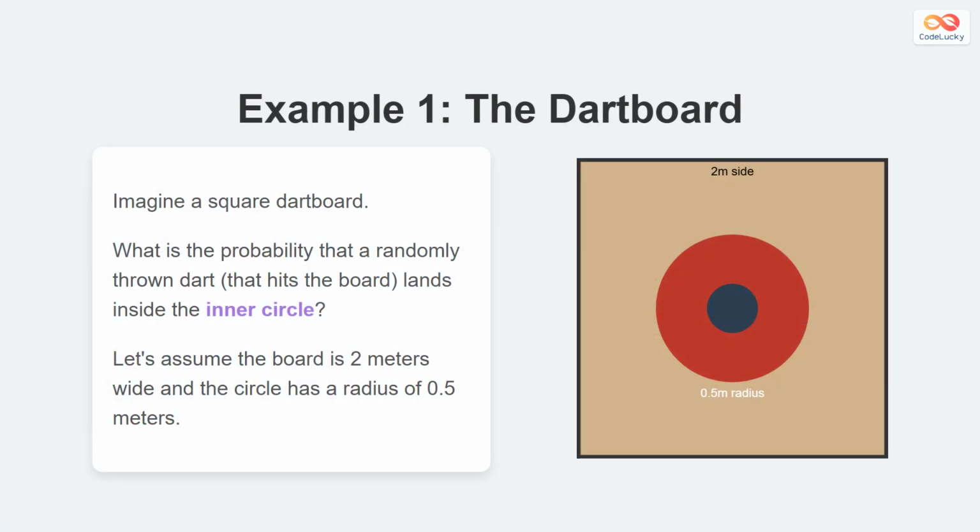Let's consider a classic example, a dartboard. Imagine a square board that is 2 meters wide. If you throw a dart and it lands randomly somewhere on this board, what is the probability that it hits inside the inner circle, which has a radius of 0.5 meters?